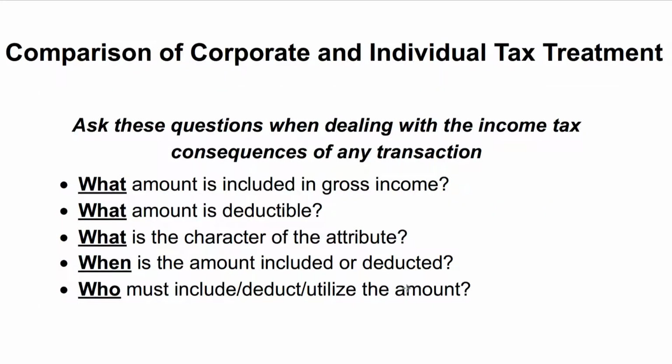So whenever I deal with an income tax issue, if I'm given a fact pattern, if I have a client issue and it's an income tax issue, there's always 5 questions that I look at. What amounts are gross income, if any? What amounts are deductible or credits, if any? What is the character of the attribute, so characterization? When is the amount included or deducted or taken as a credit? And who? Who must include, deduct, or utilize the amount?